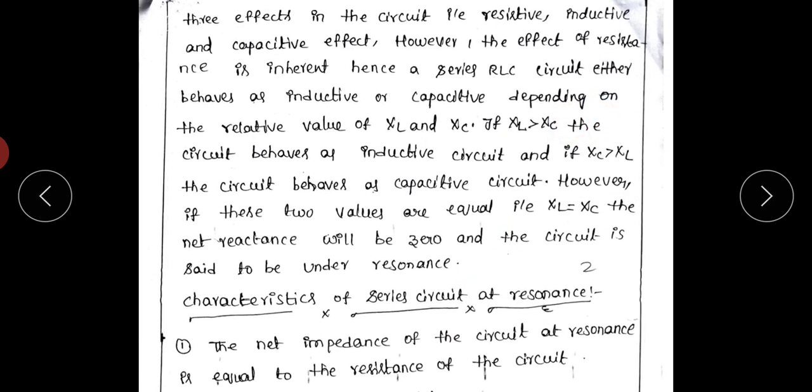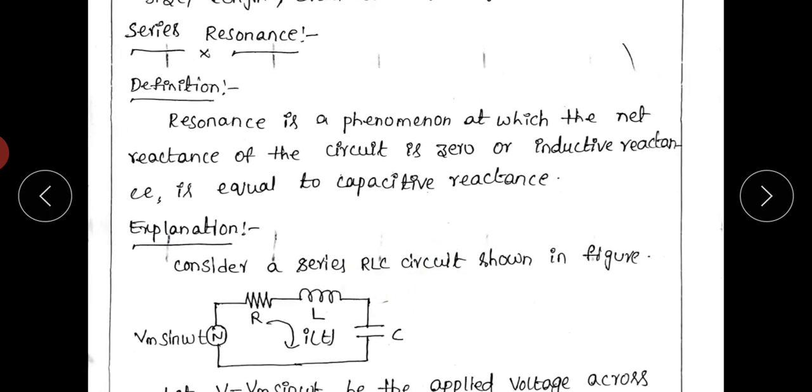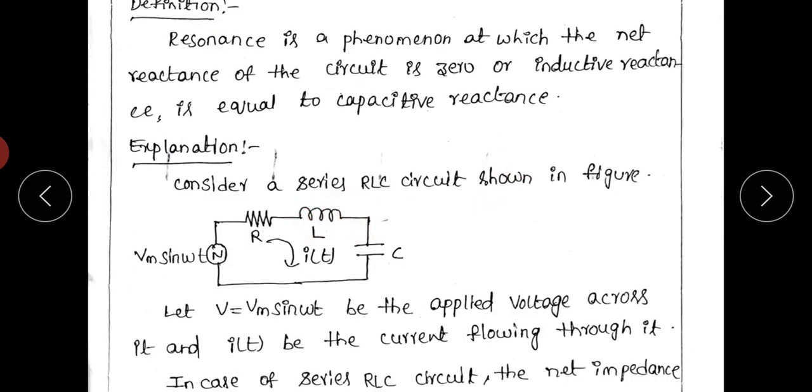However, the effect of resistance is inherent. The series RLC circuit behaves as either inductive or capacitive depending upon the relative values of XL and XC. Generally the resistance is a small value, so it depends upon the inductance and capacitance values. If the inductance is high, then XL is high. If XL is greater than XC, then the circuit acts as an inductive circuit. If XC is greater than XL, then the circuit acts as a capacitive circuit.